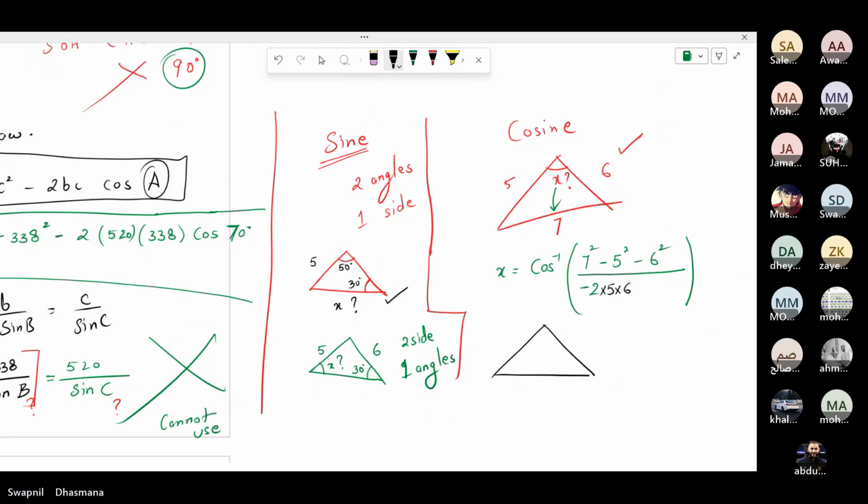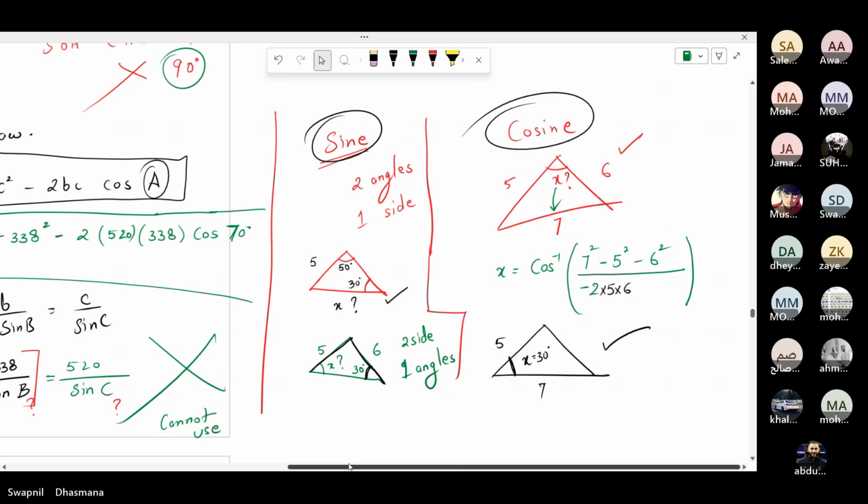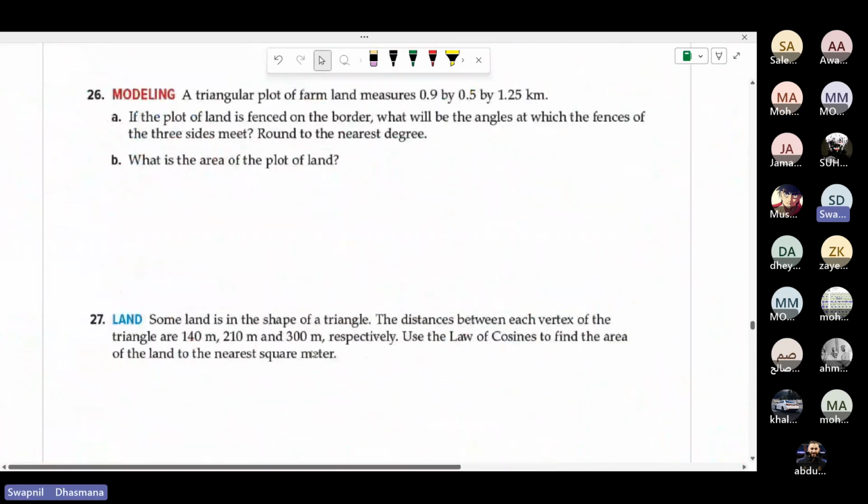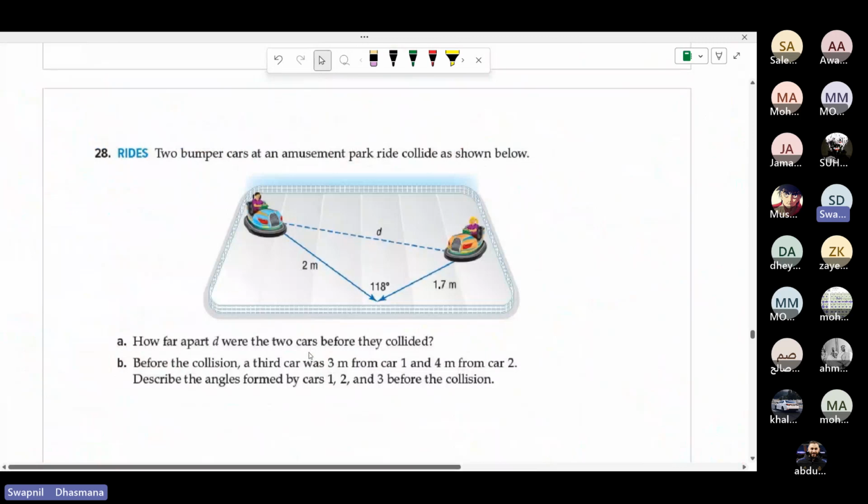If I know 2 sides and the angle between them, I can use cosine. If I know 2 sides and no, I need some other angle. I have some other angle. I have to use sine. I hope this is slightly clear. So all these questions are same, law of cosine, sine. What is the key here? You look for, like, you have 2 sides and the angle between them. So use cosine.